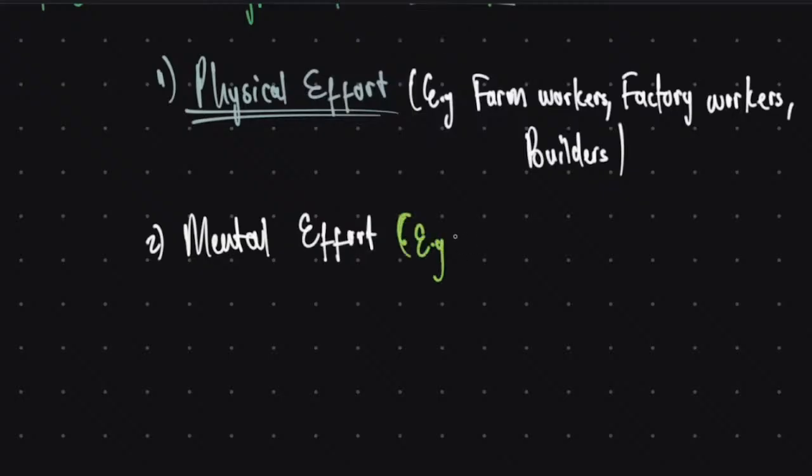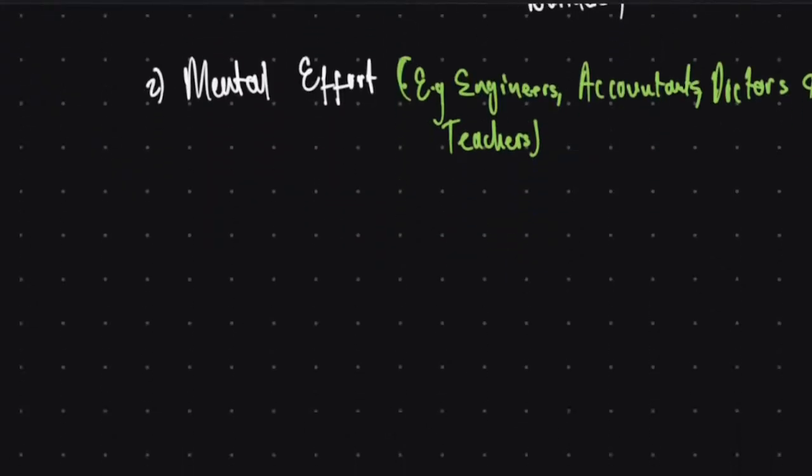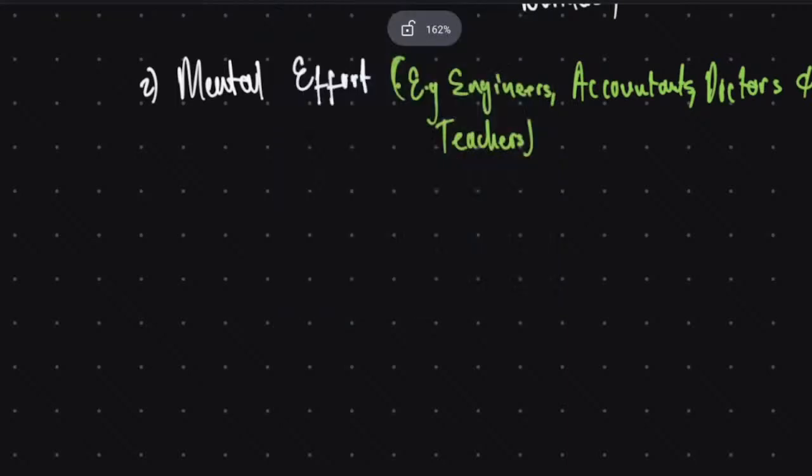Examples: engineers, accountants, doctors, and teachers. Are we together? All these are part of the mental labor. Are you writing? We are moving. We are on number 2. We need to finish them, the factors of production.